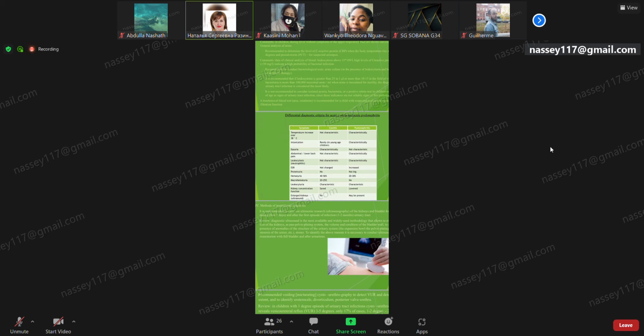Because ultrasound can give us only a very poor picture of UTI. It may show us stones, dilatation of pelvis, but hydronephrotic transformation is not seen on ultrasound.